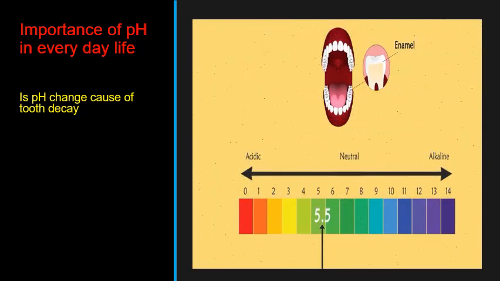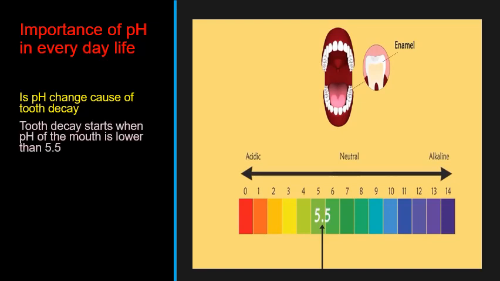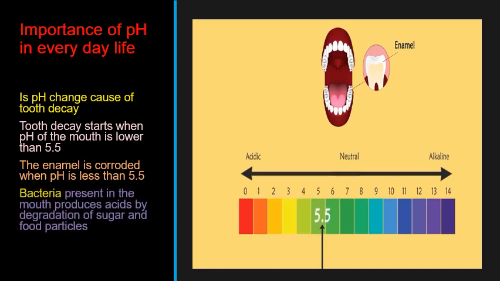The hardest part of your teeth is the enamel. It is made from calcium phosphate. If the pH is less than 5.5, then tooth decay starts. If it is more than 5.5, it is fine, but if it is less than 5.5, a more acidic condition will be there and your teeth will get affected. How? Because the bacteria present in the mouth produce an acid that affects the enamel of the teeth.